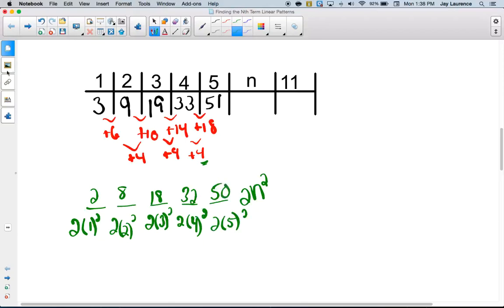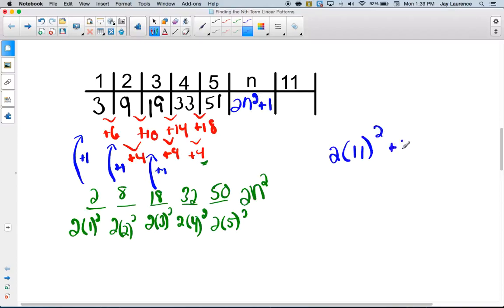And if you look, to turn the green ones into the black ones, it looks like I have to add 1 each time. Every single time I'm adding 1. So my nth term will be 2n squared plus 1.